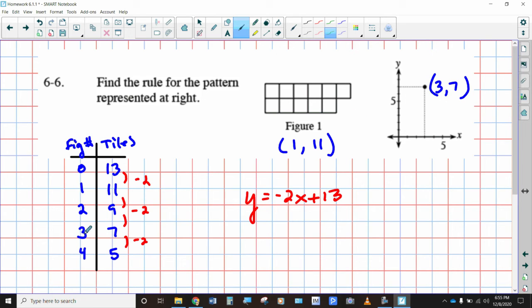If you get 3 and 7 and then 1 and 11, then that means that we were counting by 2s, right? If you go in this direction, you're adding 2. If you go in this direction, you're subtracting 2. So let's go in this direction. And so 7 makes 9, 9 makes 11, 11 makes 13. So we think the rule is y equals negative 2x plus 13.